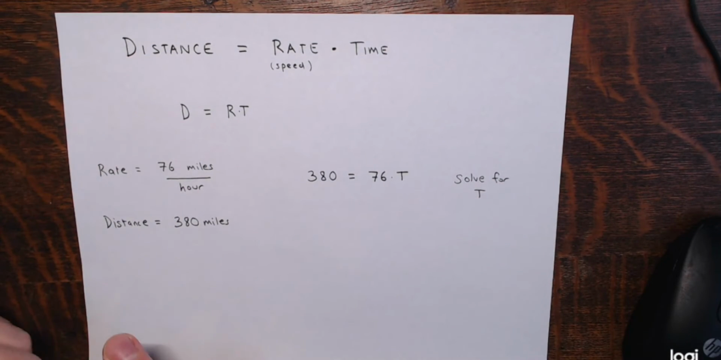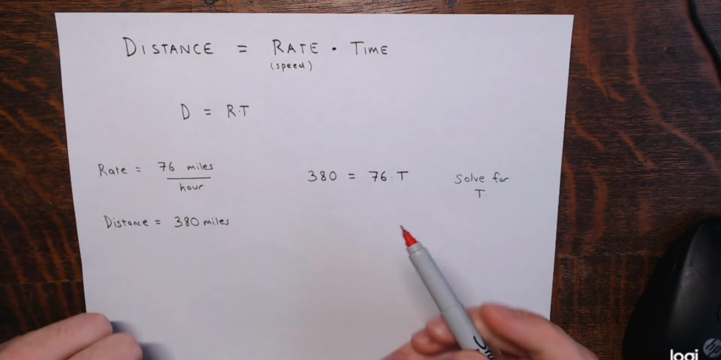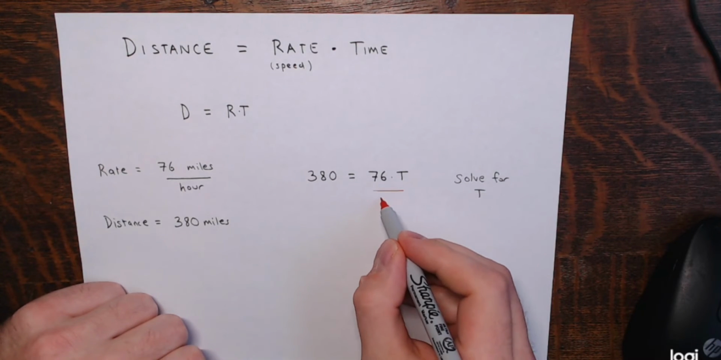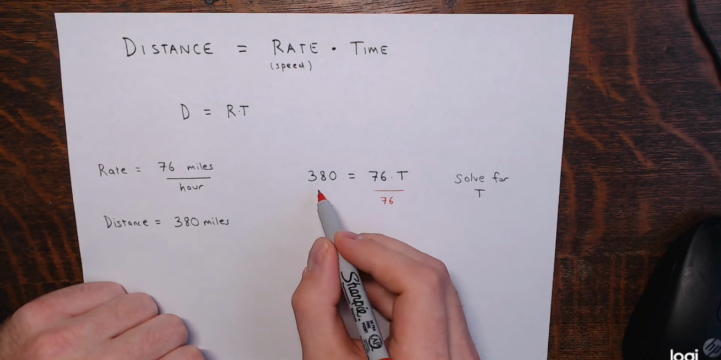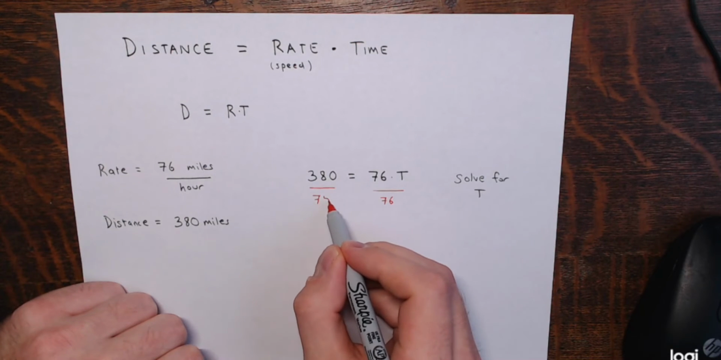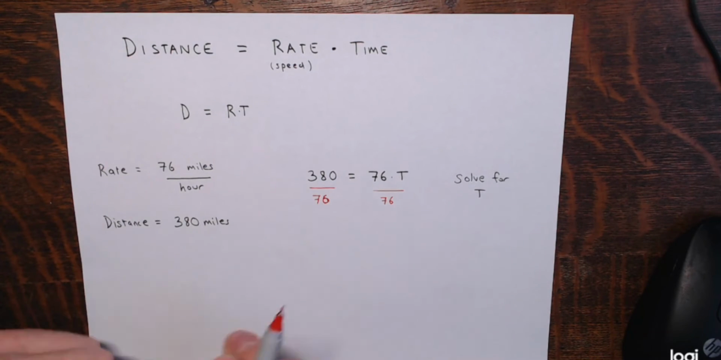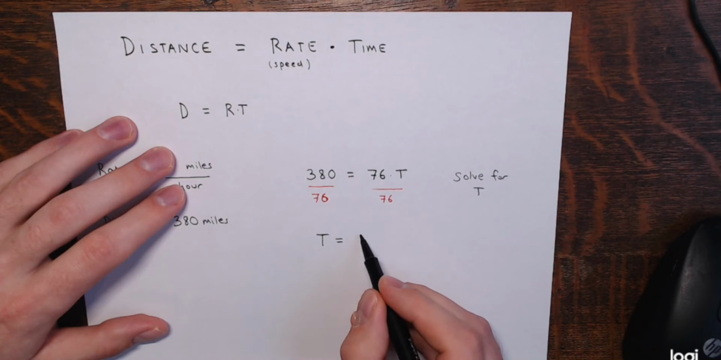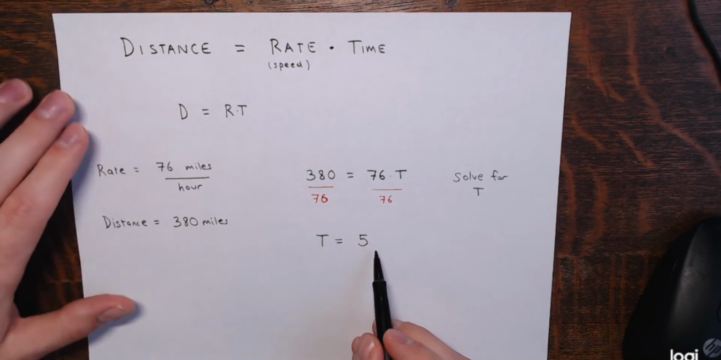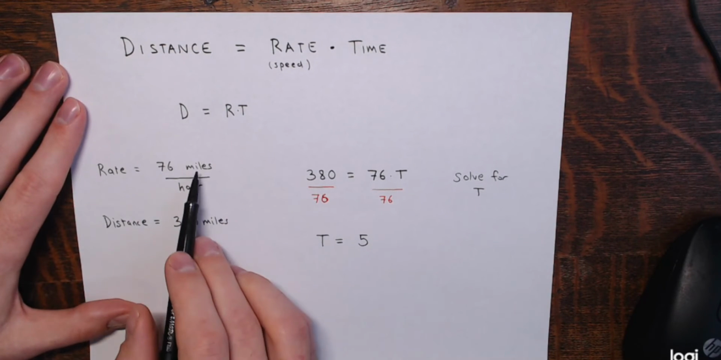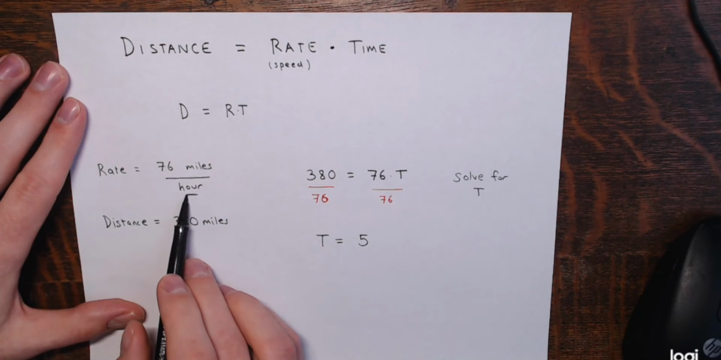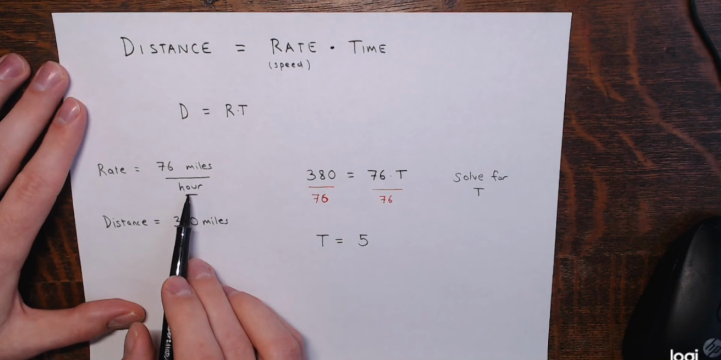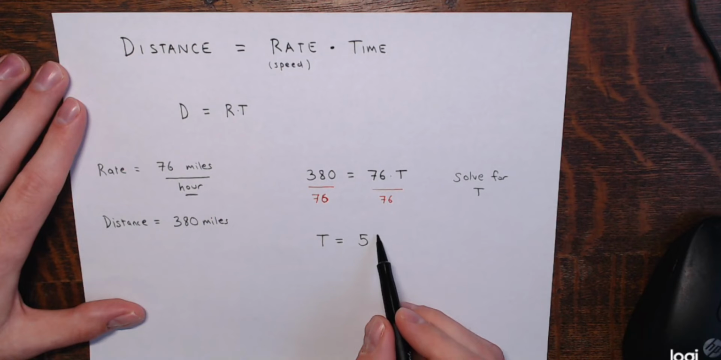Divide both sides by 76 and you'll get t alone. And this is a nice one. Oops, I don't know why I wrote 75. But 76 goes into 380 5 times. So you have t equals 5. And then the units on this, remember, rate was given in miles per hour. So the time units I would want to be in hours. This should be in hours.